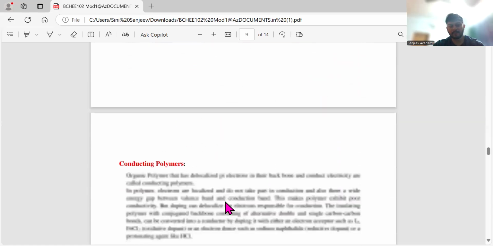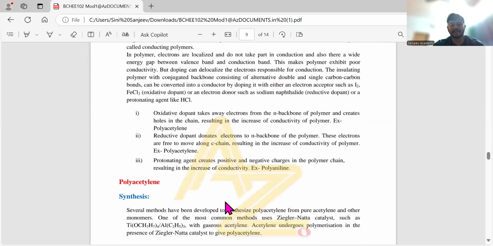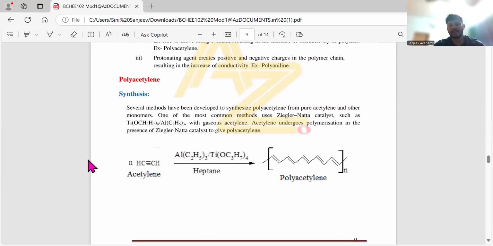Same thing for all the questions. Polymers, as I already told you, are nothing but the addition of monomers. In this, the most important thing is this reaction: acetylene in the presence of the catalyst heptane, correct? And this particular catalyst is called the Ziegler-Natta catalyst. You can write either this or this. We will get polyacetylene, n meaning poly.